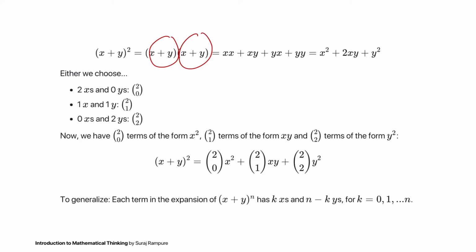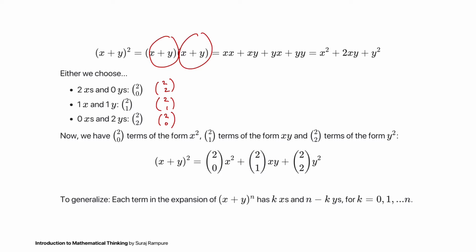Right? How many ways can we choose two x's and zero y's? Well, that's 2 choose 0. How many ways can we choose one x and one y? That's 2 choose 1. And how many ways can we choose 0 x's and 2 y's? 2 choose 2. It's the same as if I replace this with 2 choose 2, 2 choose 1, and 2 choose 0. Right? Because n choose k is the same as n choose n minus k. Choosing the number of x's to include in our product is the same as choosing the number of y's to disinclude in our product. Right?